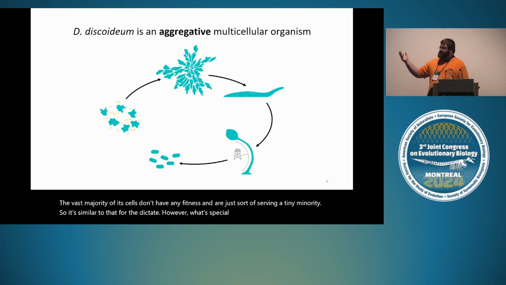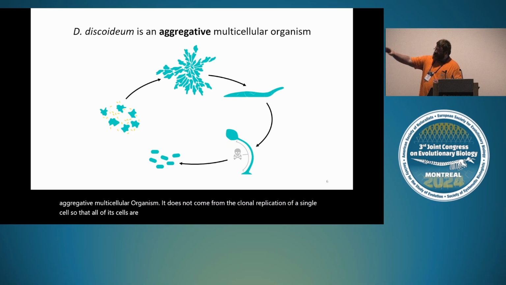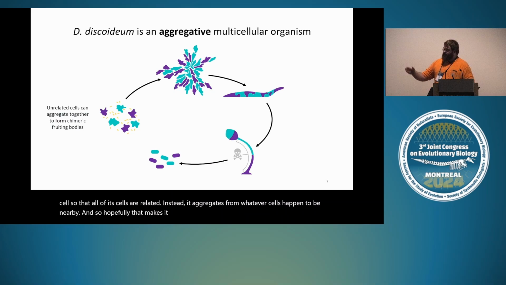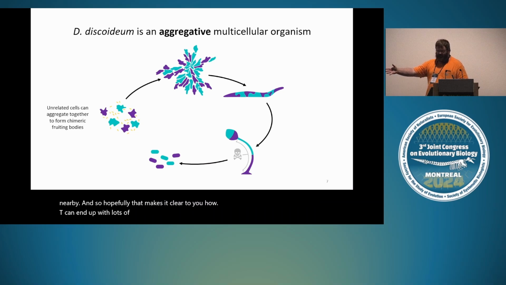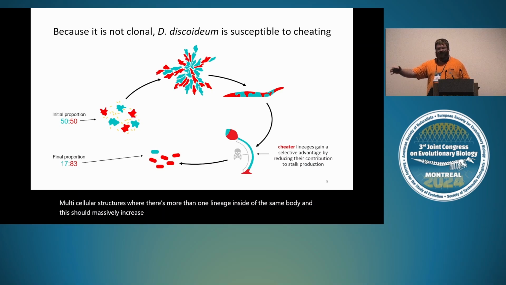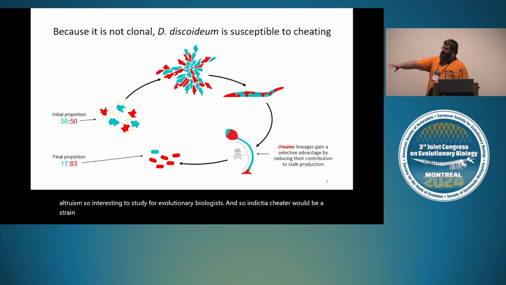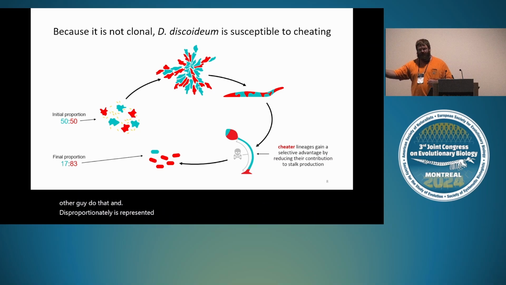However, what's special about Dicty is it is an aggregative multicellular organism. It does not come from the clonal replication of a single cell so that all of its cells are related. Instead, it aggregates from whatever cells happen to be nearby. And so hopefully that makes it clear to you how Dicty can end up with lots of chimeric multicellular structures where there's more than one lineage inside of the same body. And this should massively increase the risk of cheaters and the sort of exploitation that makes altruism so interesting to study for evolutionary biologists. And so in Dicty, a cheater would be a strain that volunteers not to contribute towards stalk formation, lets the other guy do that, and is disproportionately represented in the spores that get to survive.